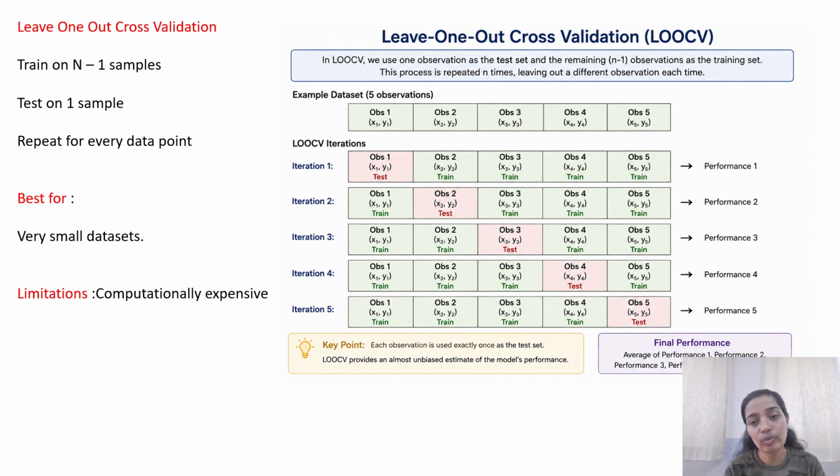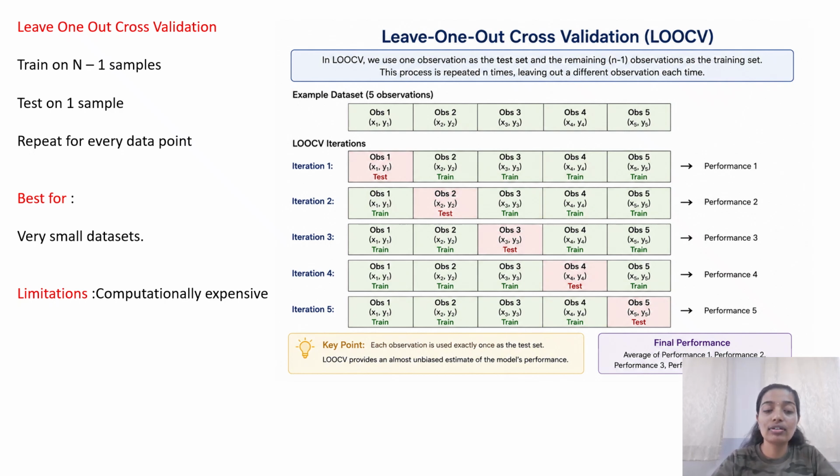That means if we have 20 observations, the number of iterations will be 20. Every single time 19 will be trained and only 1 will be tested. So every data point will be tested and every data point will be included in the training set. It has its own advantages and disadvantages. It is very good for small data sets.